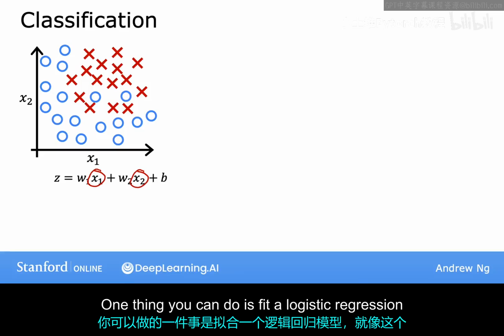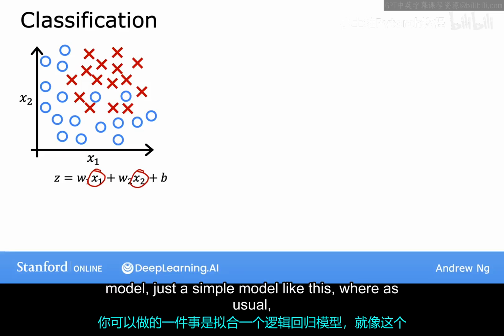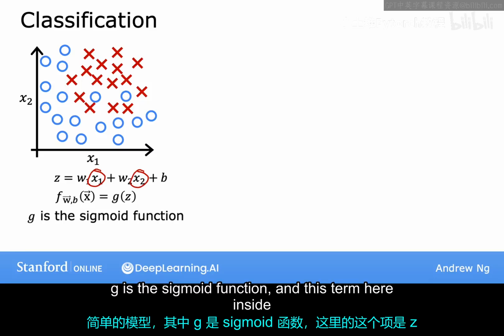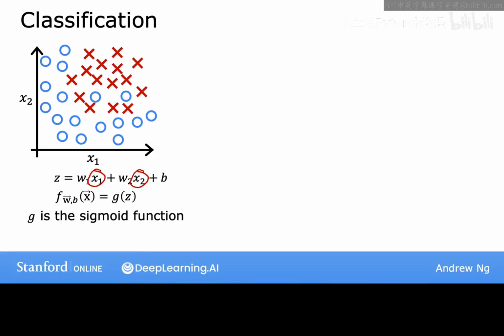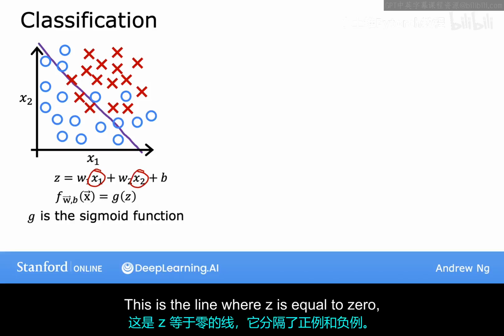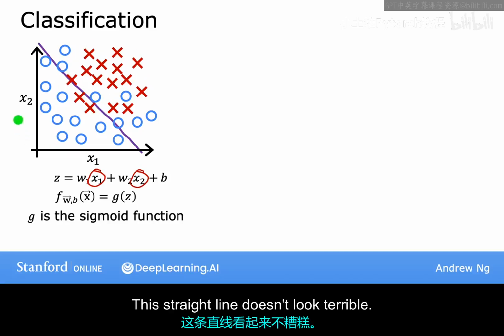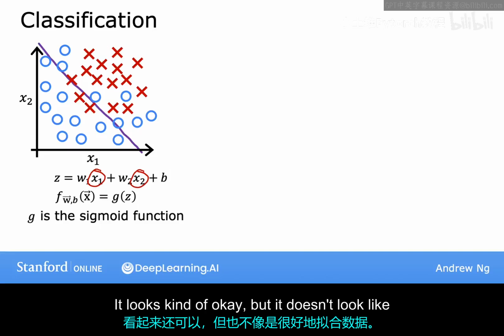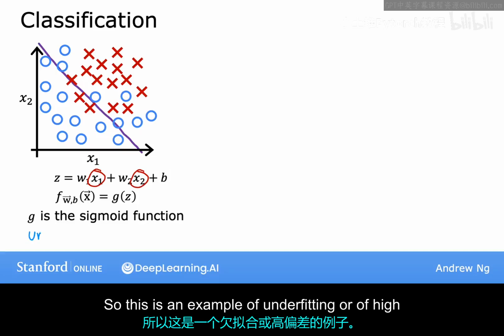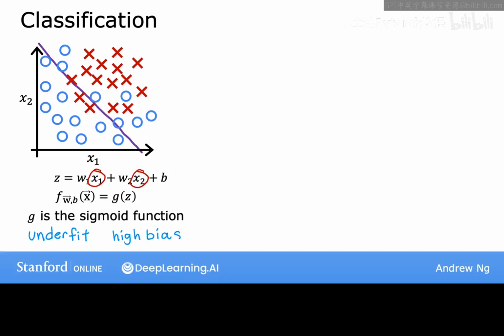One thing you can do is fit a logistic regression model, just a simple model like this, where as usual, g is the sigmoid function, and this term here inside is z. So if you do that, you end up with a straight line as the decision boundary. This is the line where z is equal to 0 that separates the positive and negative examples. This straight line doesn't look terrible. It looks kind of okay, but it doesn't look like a very good fit to the data either. So this is an example of underfitting or of high bias.